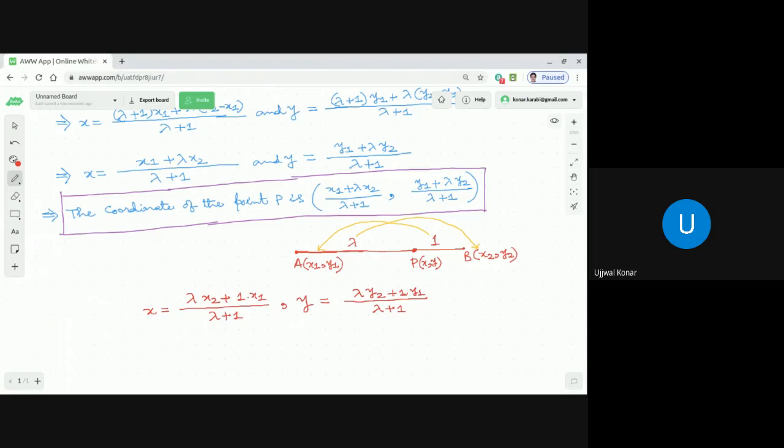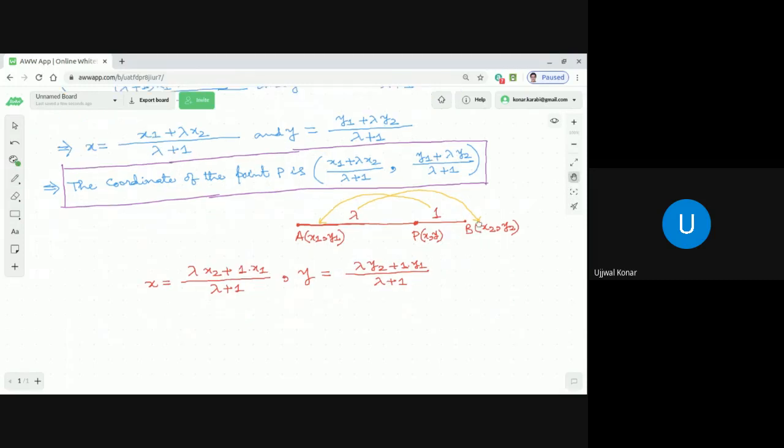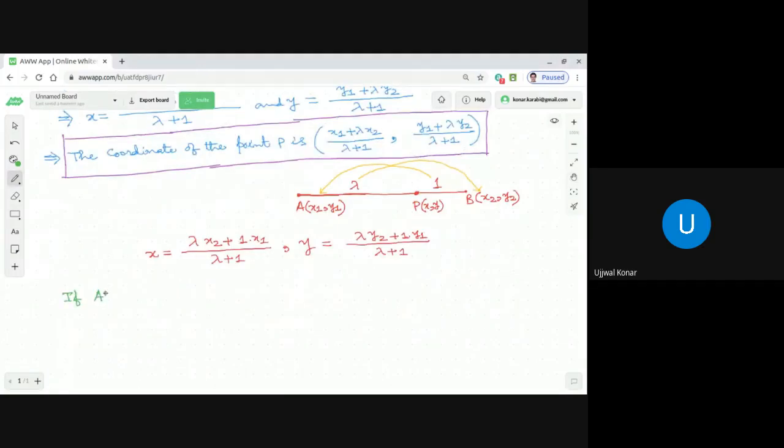Now, dear students, whenever you get questions, you will find that the point P, which is in between AB, divides the line segment AB in the ratio of m is to n, not lambda is to 1. But not a big deal. If it is given that AP is to PB is equal to m is to n, this is the general way it is expressed. So from here we can write that AP is to PB is equal to m by n is to 1, because we are dividing both sides by n.